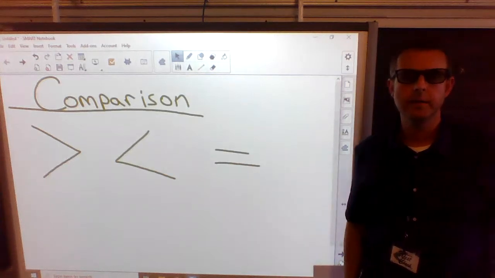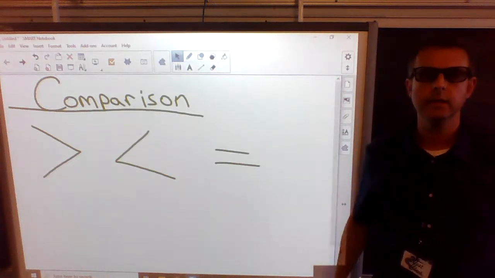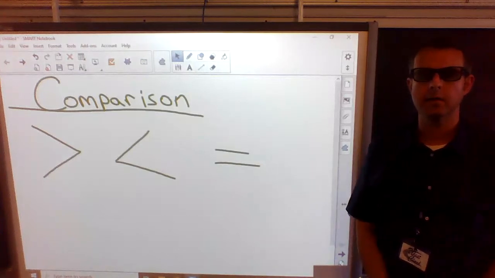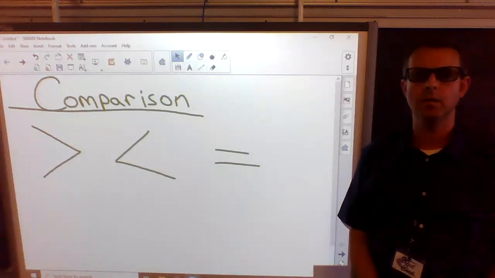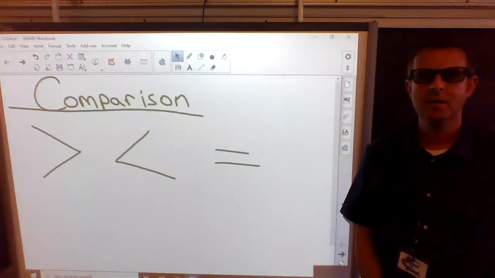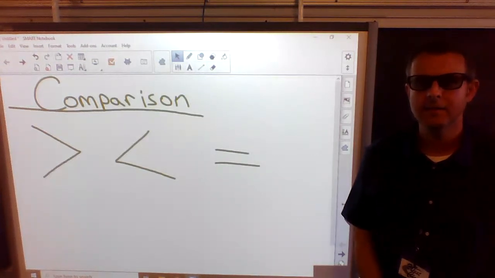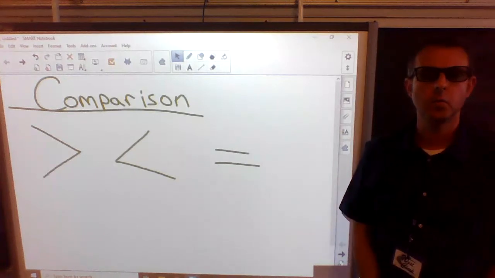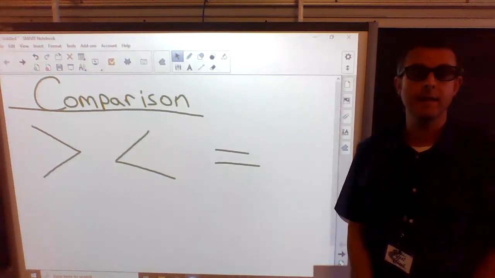Hey, fifth graders, I'm here to teach you about comparison. And one of the biggest things about comparison, when you hear that word, you're like, what is comparison? Well, I gave you a hint. As you can see on the board, we have the greater than, less than, and equal to sign.